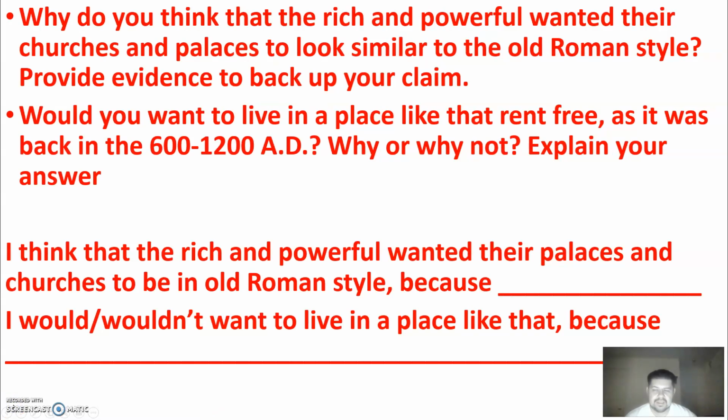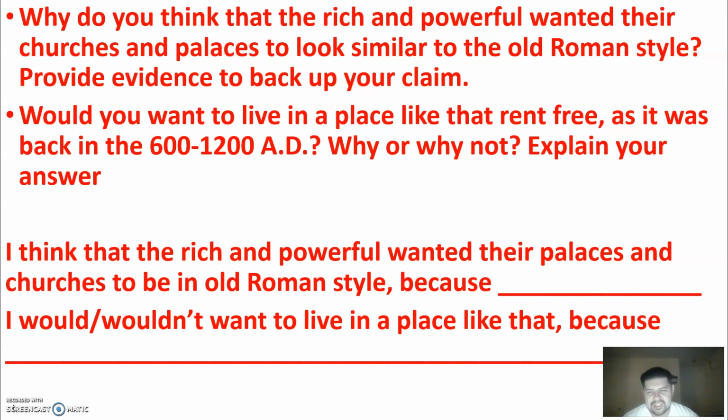All right, so here is your midpoint question. Why do you think that the rich and powerful wanted their churches and palaces to look similar to the old Roman style? Right, so think about that. Why would the rich want a style that was, let's say, died out in a sense? It was popular over 1,000 years ago. Why now? Why do you think they wanted that type of style?